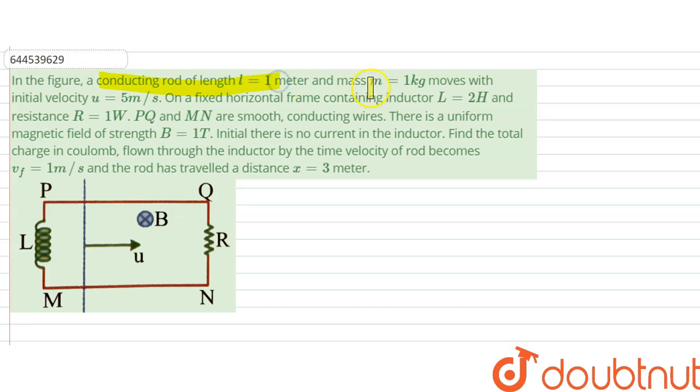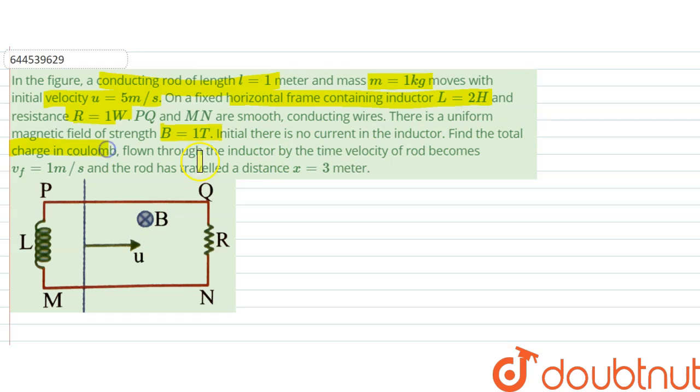Hello, we are given a question, and the question says: in the figure, a conducting rod of length 1 meter and mass 1 kg moves with initial velocity u, that is 5 meter per second, on a fixed horizontal frame containing inductor L equals 2 Henry and resistance of 1 ohm. PQ and MN are smooth conducting wires. There is a uniform magnetic field B, that is 1 Tesla. Initially, there is no current in the inductor.